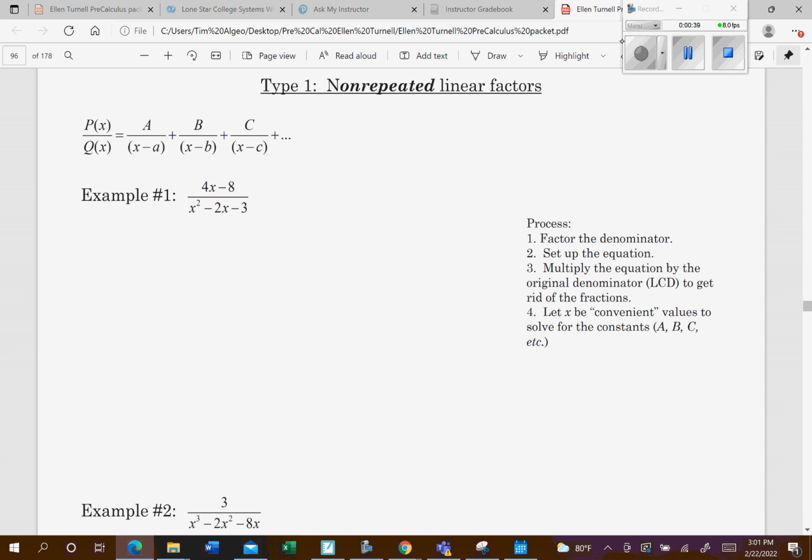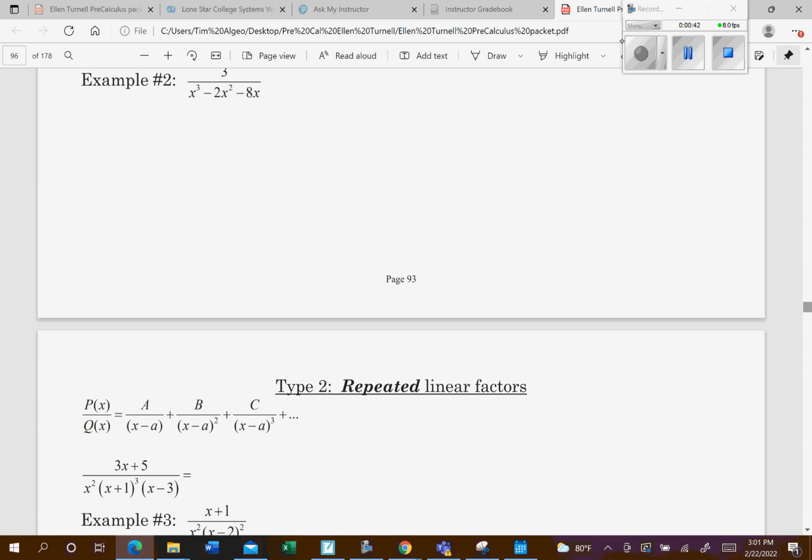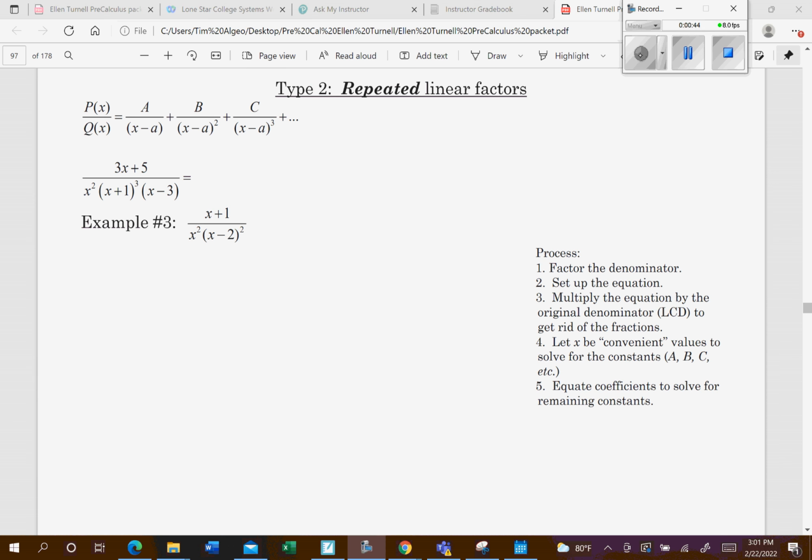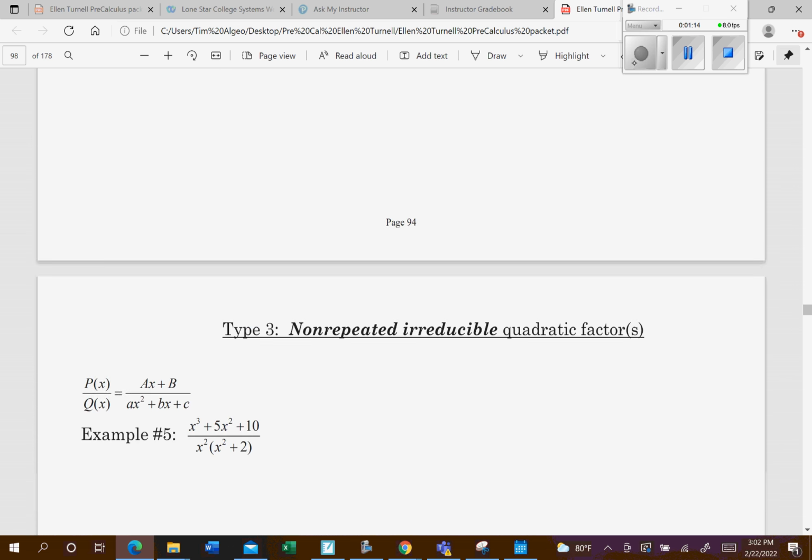So then let's look at an example of the repeated one. Okay, so in this example, you have repeated ones. I do have the power of 2, but it's the same factor over again, and it's linear because it's like x minus 2 times x minus 2, if you were to break it apart. And so that's what's going on there. Also here you can see in this example, they have repeated the x plus 1 to the power of 3. And then let's look at the irreducible.